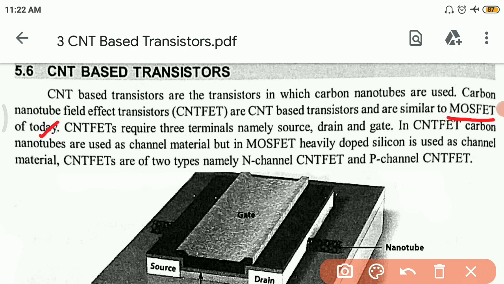Now these CNT FETs require three terminals, as in the case of your FET, namely source, drain and gate. Here in the CNT FET, carbon nanotubes are used as the channel material, but in the case of your MOSFET, heavily doped silicon is used as the channel material. CNT FETs are of two types, namely N channel CNT FET and P channel CNT FET.